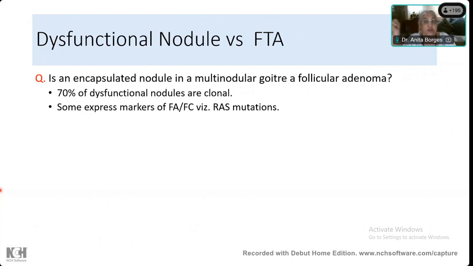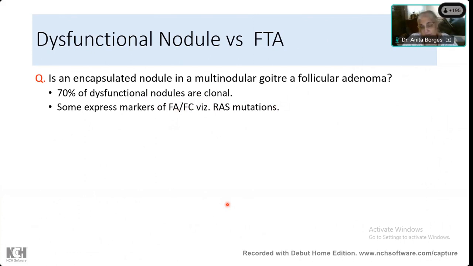70% of dysfunctional nodules. And that same genetic abnormality, in other words, a mutation or even sometimes a gene rearrangement, is the same gene rearrangement or the same mutation that is seen in a follicular adenoma or a minimally invasive follicular carcinoma, which, these two are of course related to one another. So in other words, capsule or no capsule, 70% of dysfunctional nodules have been shown to have RAS mutations.